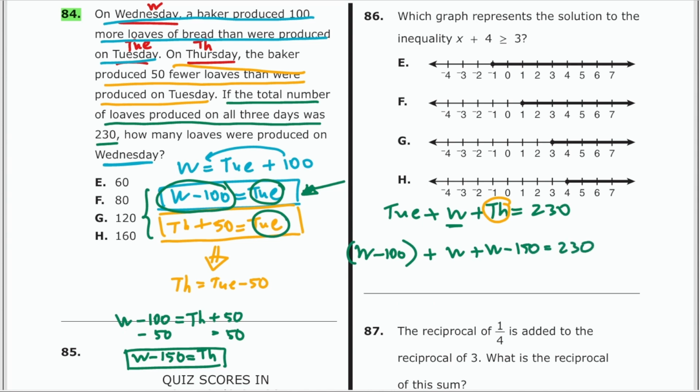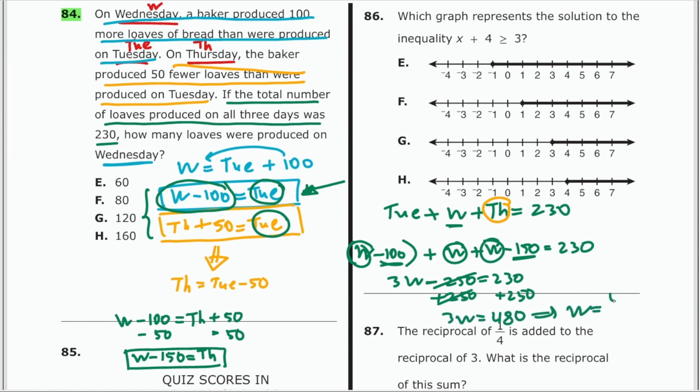Now from here on, the solution is sufficiently fast. So Wednesday, so that's 3 Wednesday, minus 100, minus 150, so minus 250, that's equal to 230. Now if I add 250 to both sides and cancel that, I get 3W is equal to 480. Now from here on, W is just 480 over 3, which is clearly 160. The answer is H, that's it.